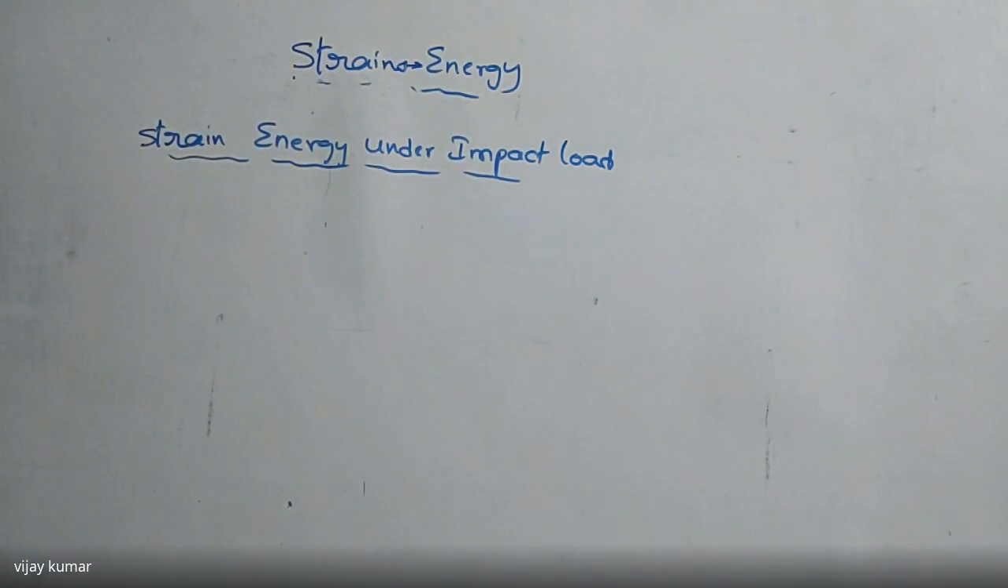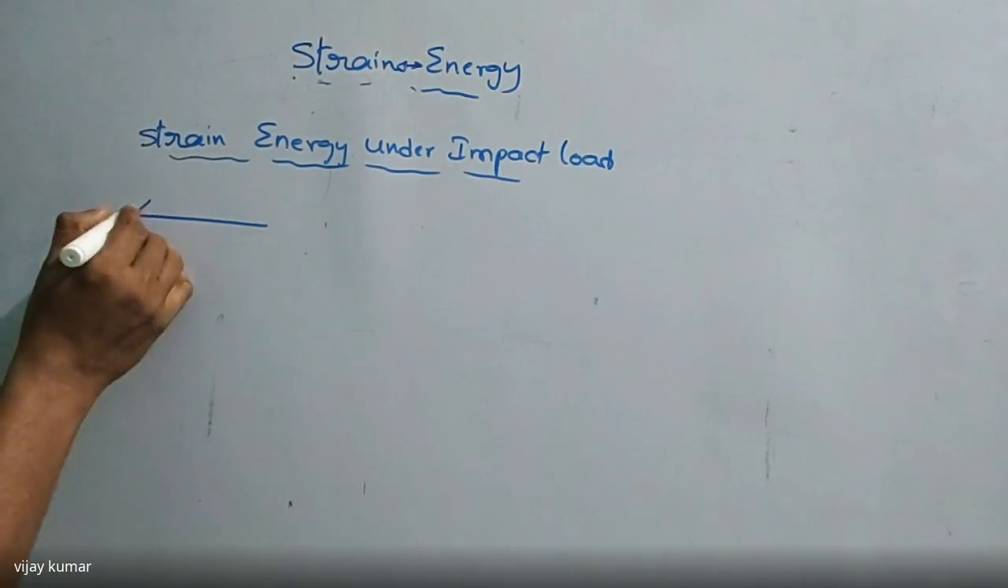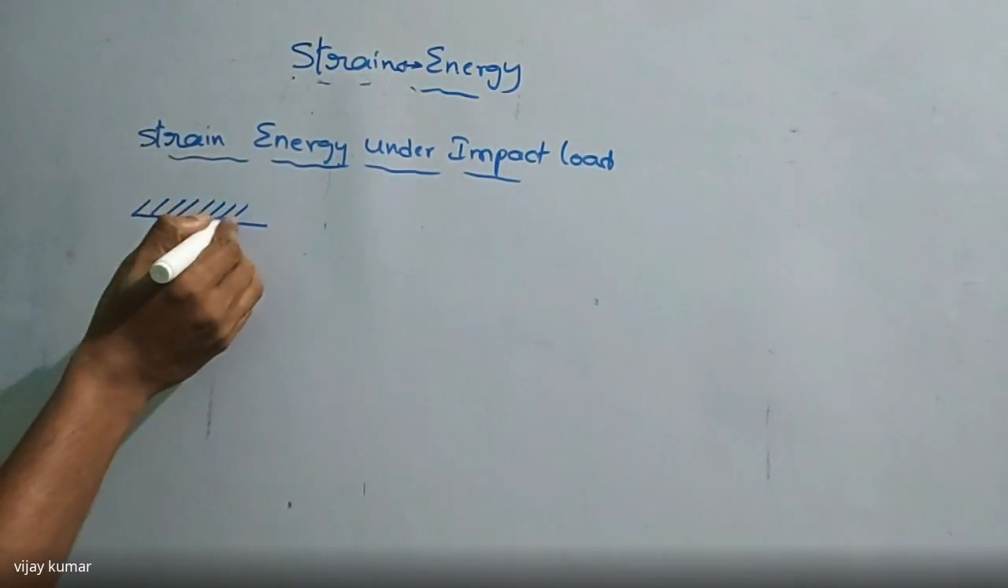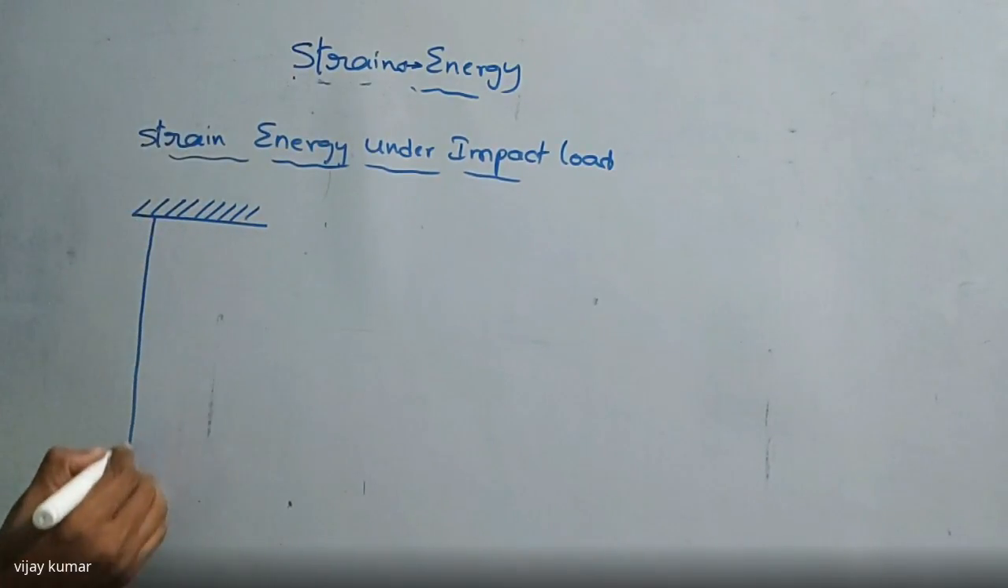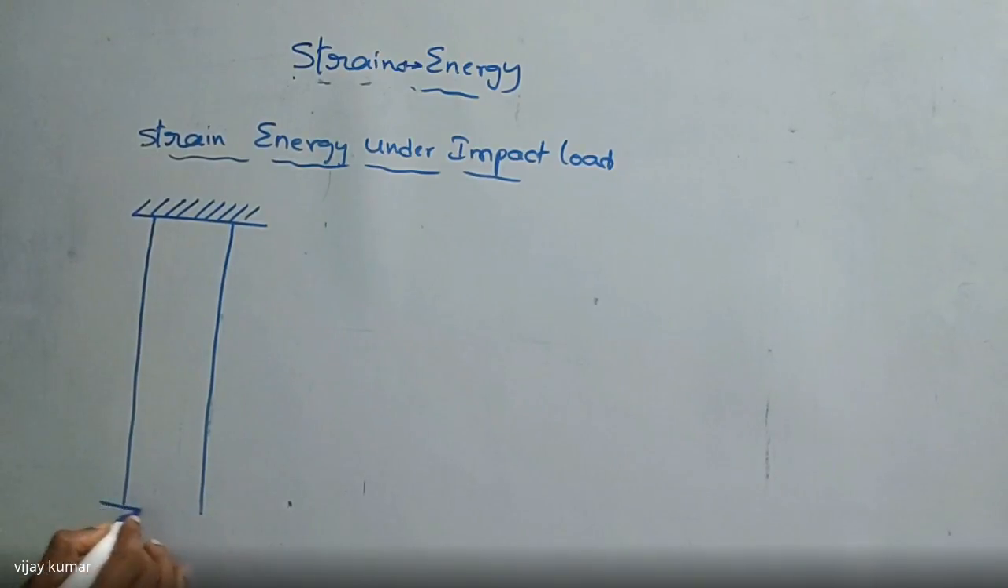Strain energy under impact load. So this is the diagram. A small plate, of negligible weight, is attached to the bottom of the bar.